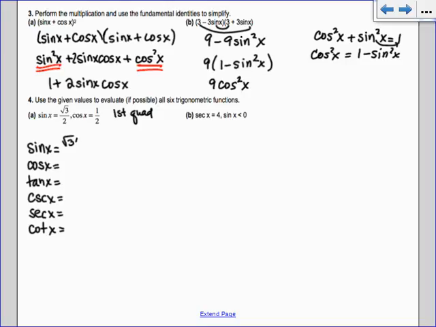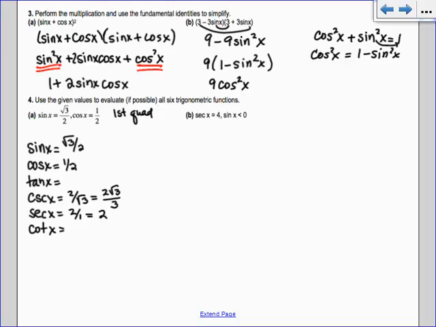So we were given sine was root 3 over 2 and cosine was 1/2. So they're reciprocals. So I'm going to have 2 over root 3, which is really 2 root 3 all over 3 if you rationalize. And secant is going to be 2 over 1, which is just 2.